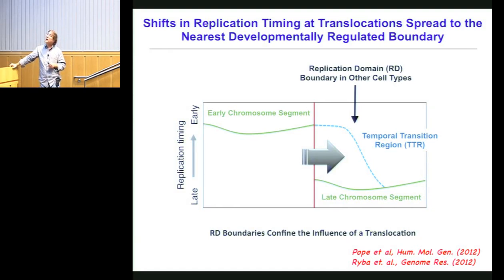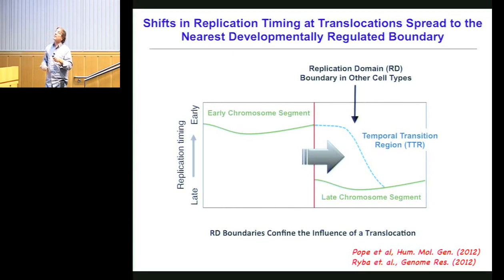First of all, when we see cases of translocations, for example, in cancer cell lines, what we found was when an early domain is juxtaposed next to a late replicating domain, the early replicating property slimes into the late replicating domain. And we know this must be due to the activation of origins because we have relatively synchronous replication across a fairly large region, tens to hundreds of kilobases. And that early replication property proceeds for some distance until a new temporal transition region is created.